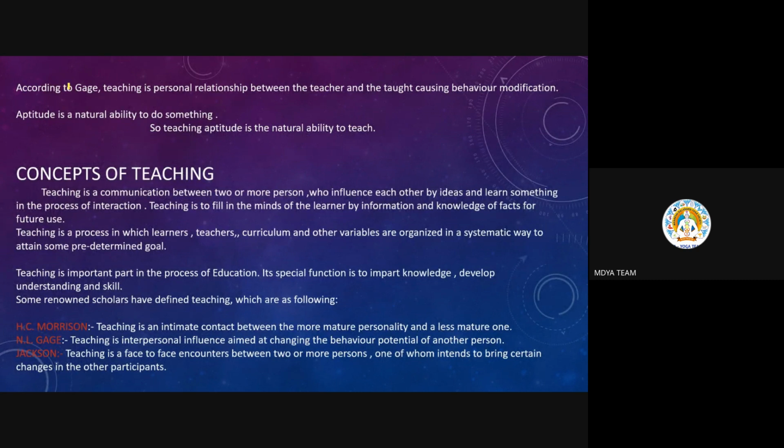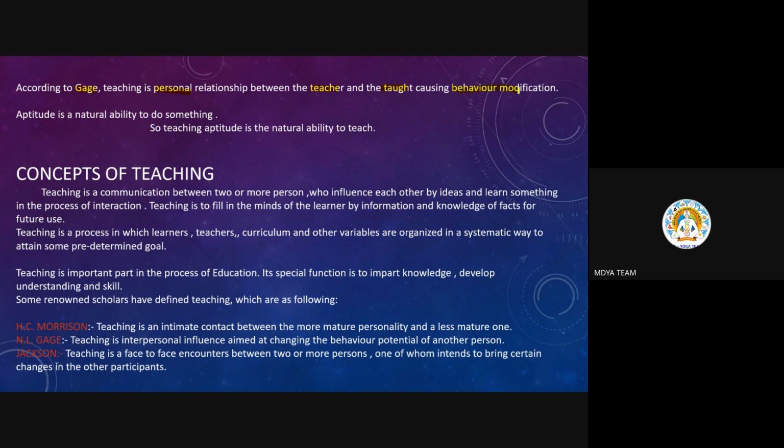Okay, so here are a few definitions according to some prominent educationists. According to Gage, teaching is a personal relationship between the teacher and the taught. Taught means the learners to whom the teaching is being imparted. So teaching is a personal relationship between the teacher and the taught, causing behavior modification.